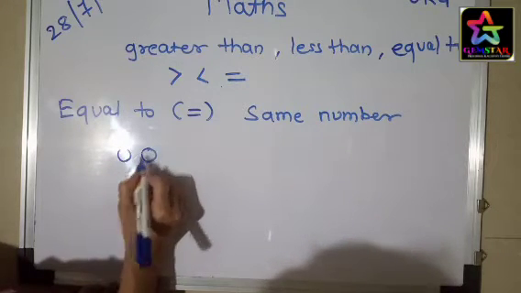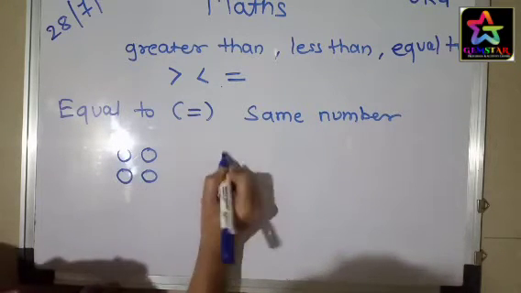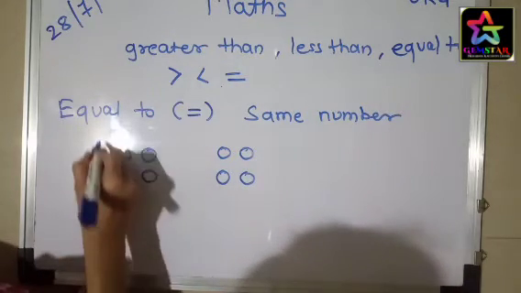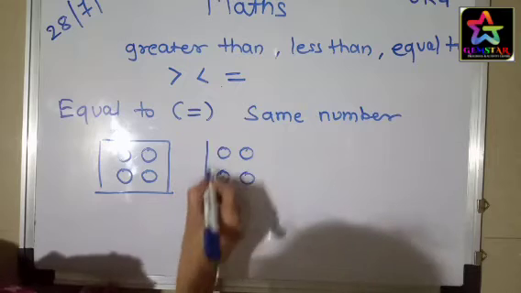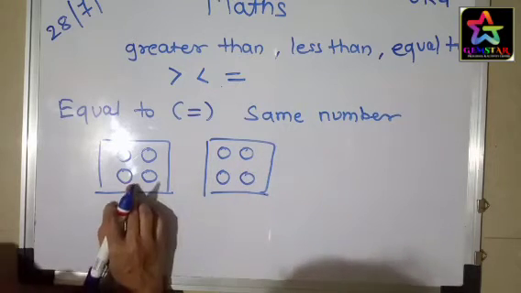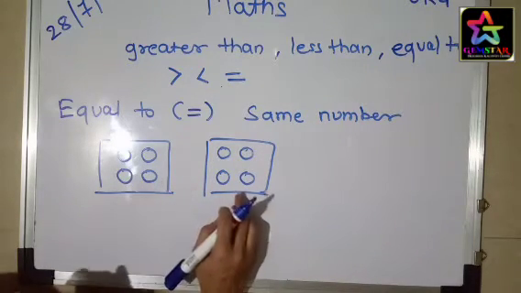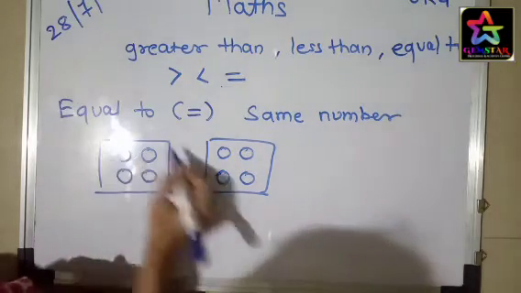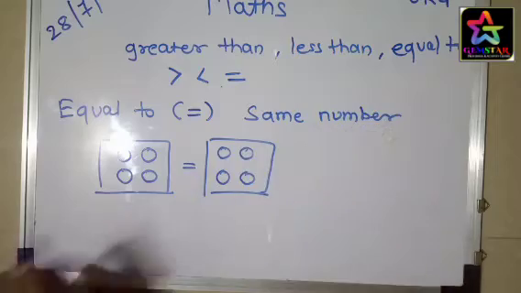1, 2, 3, 4. 1, 2, 3, 4. So here are two pictures. Here are four rings and here are four rings. So how are they? They are equal because there is the same number.